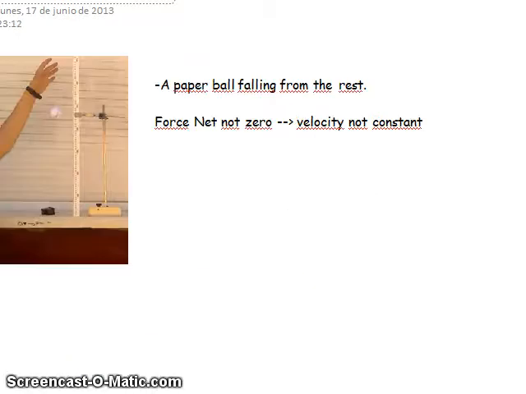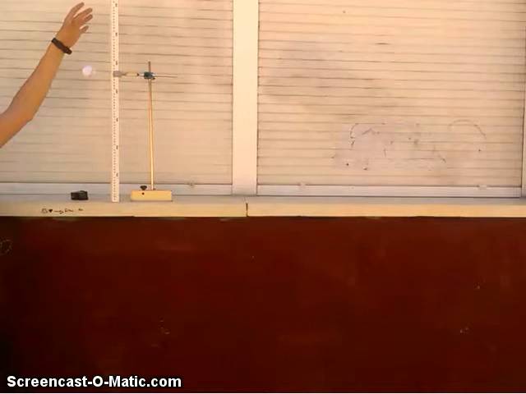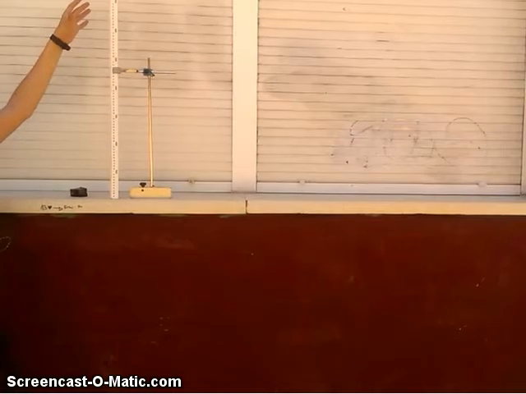A paper ball falling from rest is a good example for this. When the net force is not zero, velocity isn't constant. We can see the paper ball falling from rest.